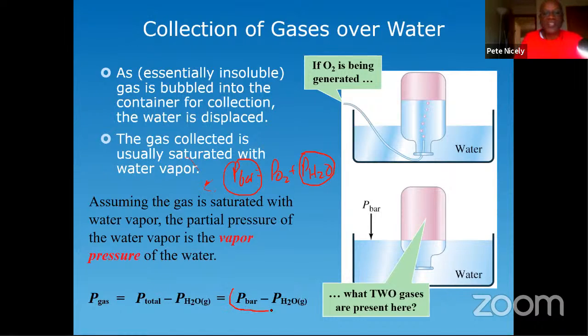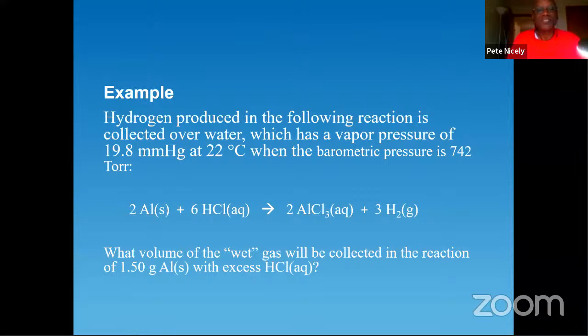So this equation here, P bar minus P H2O, is going to be equal to the pressure of the gas, which in this example is oxygen, all right? So that's how we can determine the pressure of a gas in this kind of setup, all right? So the next slide, I believe, is an example of a question to which what we just talked about will apply.